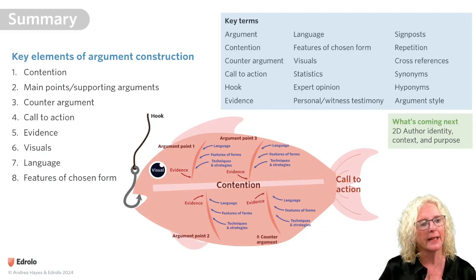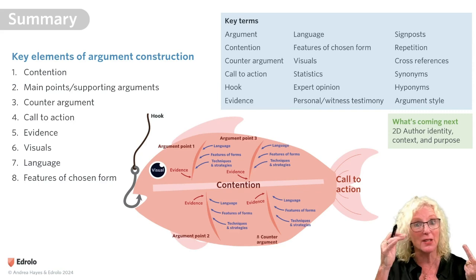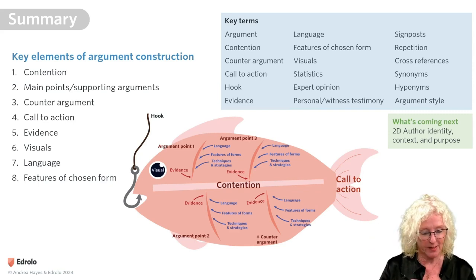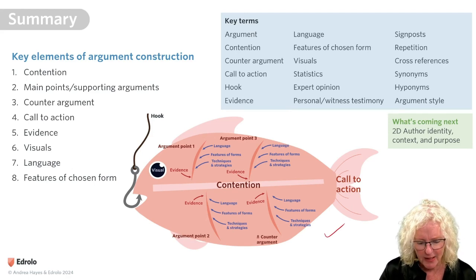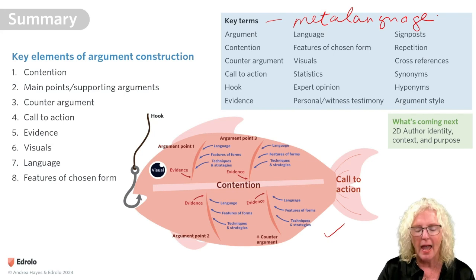Okay, this lesson in a nutshell. We had key elements of argument construction: contention, main points or supporting arguments, counter-argument, plus or minus, call to action, evidence, visuals, language, features of the chosen form. We had the extremely good-looking argument construction fish that helps us visualize all these elements of argument construction. Then we have a load of key terms or meta language. And finally, what's coming next? Author identity, context, and purpose.